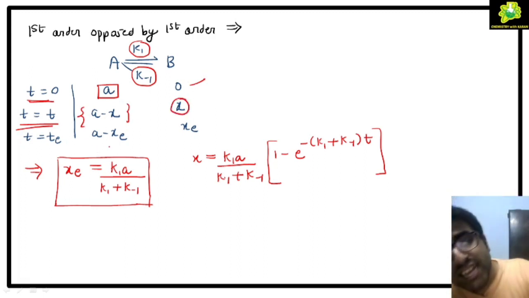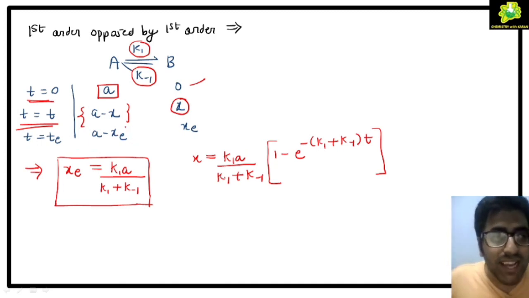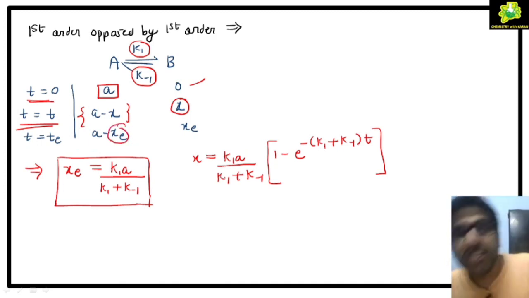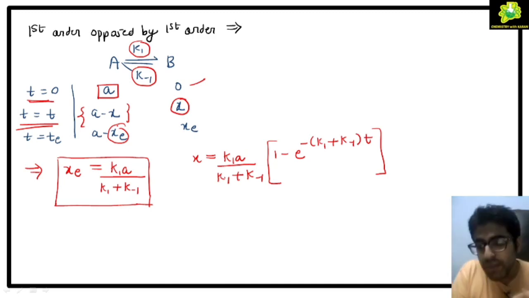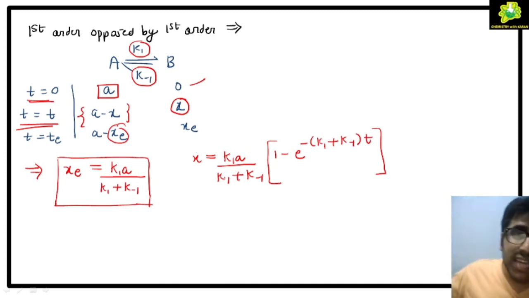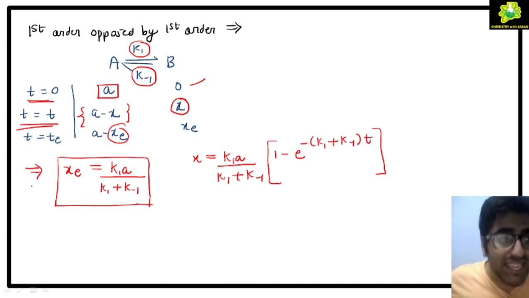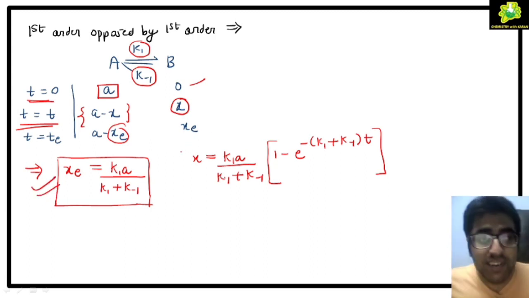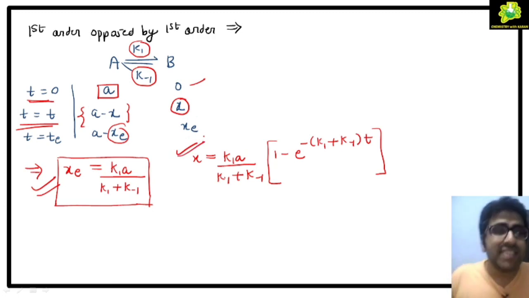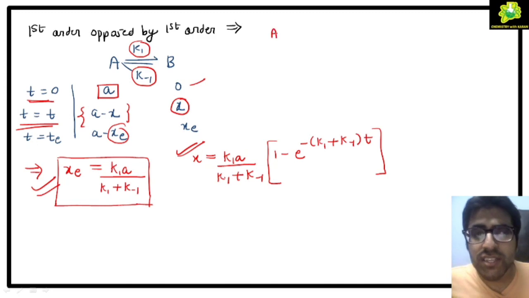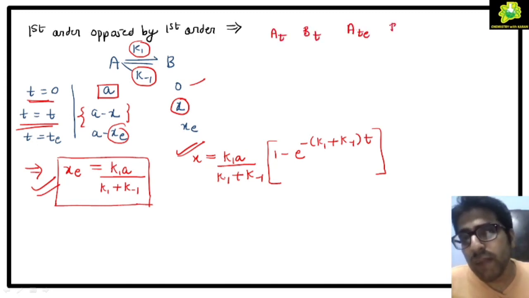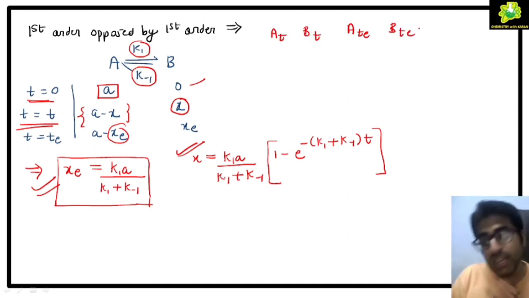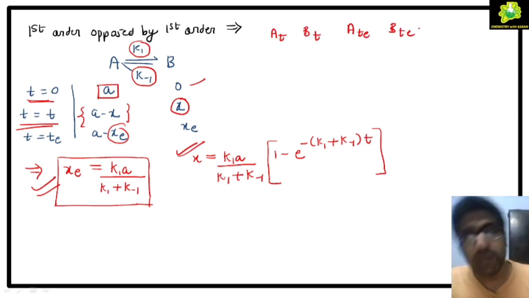And at time T equal to T equilibrium, we are saying that the equilibrium concentration is different from the concentration at time T. So always remember, Xe ka formula here is given as K1 A upon K1 plus K inverse. Using Xe and A, which we already know, we can calculate the concentrations of A at time T, B at time T, A at equilibrium and B at equilibrium. I know this can be boring for you, but you have to remember.